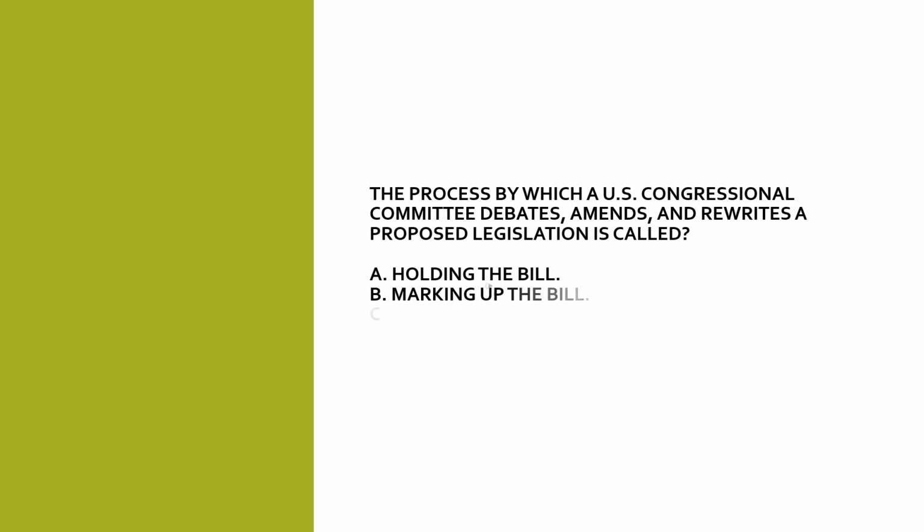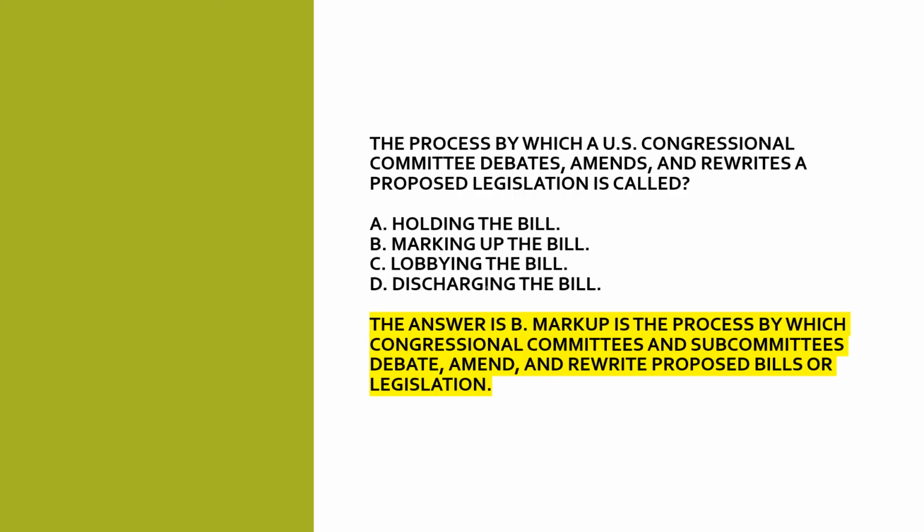Now, let's practice with some questions. The process by which a U.S. congressional committee debates, amends, and rewrites a proposed legislation is called A. Holding the bill, B. Marking up the bill, C. Lobbying the bill, D. Discharging the bill. The answer is B. Markup is the process by which congressional committees and subcommittees debate, amend, and rewrite proposed bills or legislation.